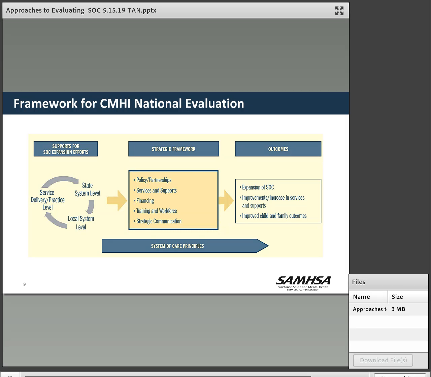And so we have different kinds of supports that occur. You see over on the left side of your screen, at different levels. We know these are multi-level interventions. They include the service delivery practice level, the local system level, and the state system level. Those are all places where you may have supports or activities going on.